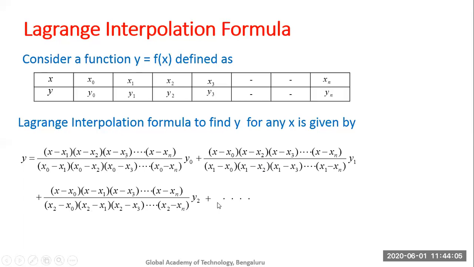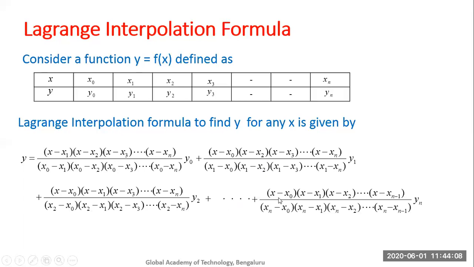Similarly, we have the remaining terms. Finally, the last term is x minus x0, x minus x1, up to x minus xn minus 1. Don't take x minus xn here, but xn comes in the denominator in place of x: xn minus x0, xn minus x1, up to xn minus xn minus 1, multiplied by yn. So this is the general interpolation formula known as the Lagrange interpolation formula to find y for any x. The number of terms in each of these varies based on the given data.